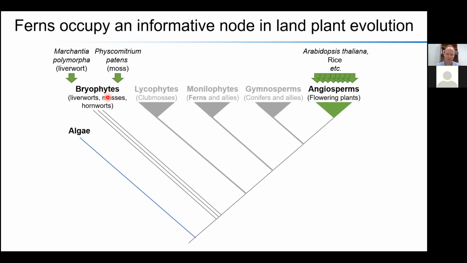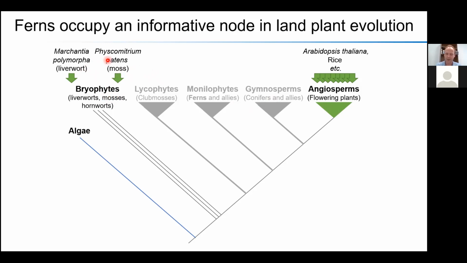We now have an awful lot of genome data, but if we want to understand the function of genes, we have to be able to change them inside the plant. And for that, you need model organisms where you can do genetic engineering. So in the bryophytes, we have two: a liverwort called Marchantia polymorpha and a moss now called Physcomitrium patens.